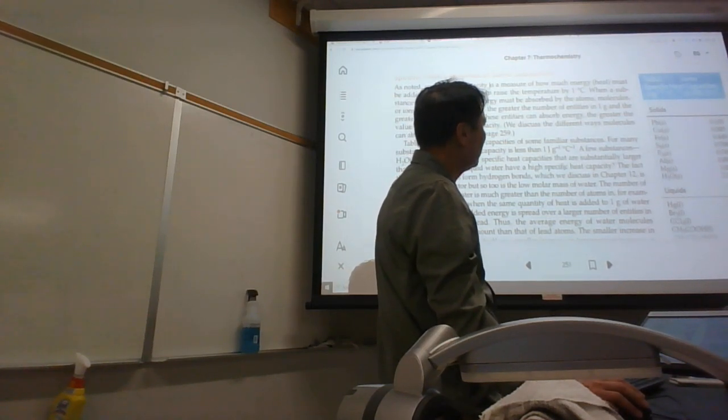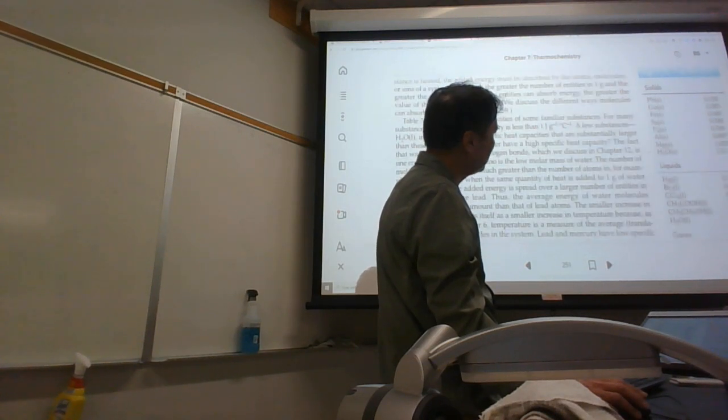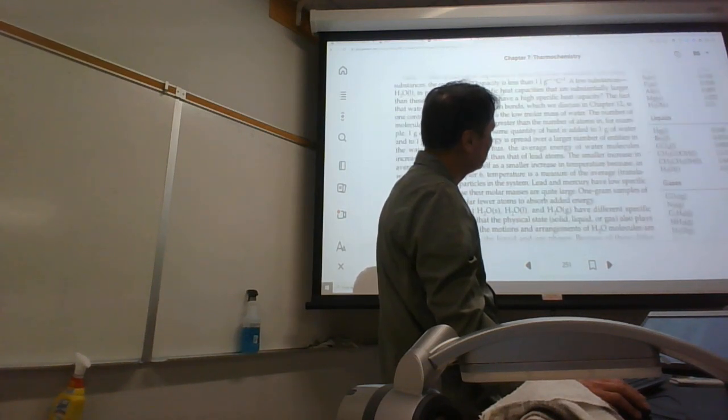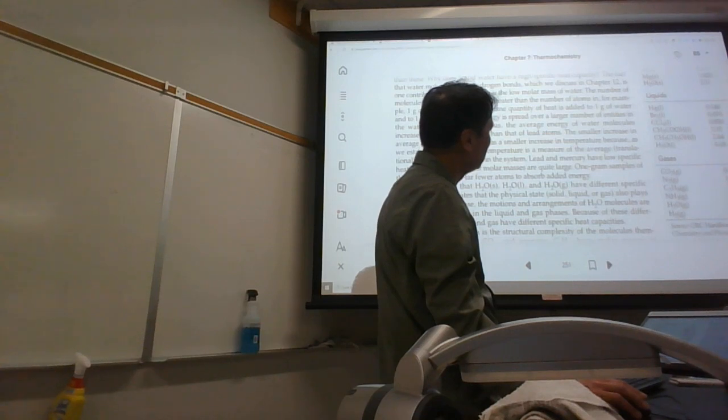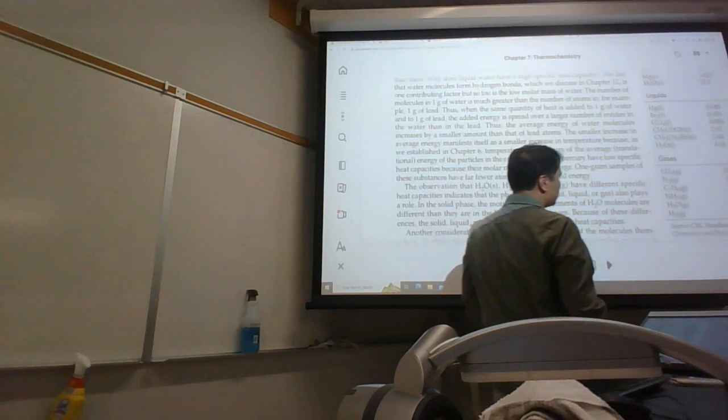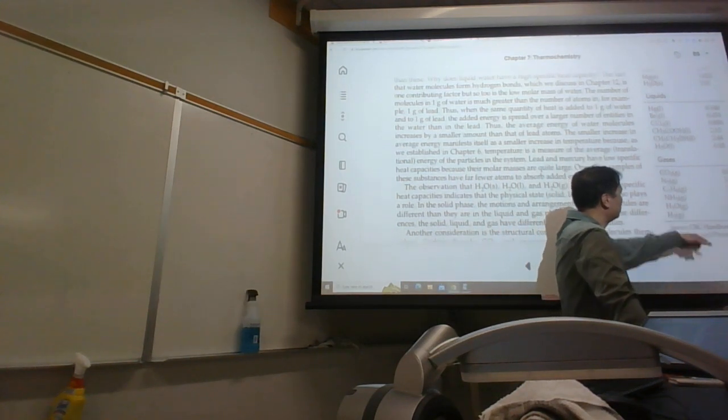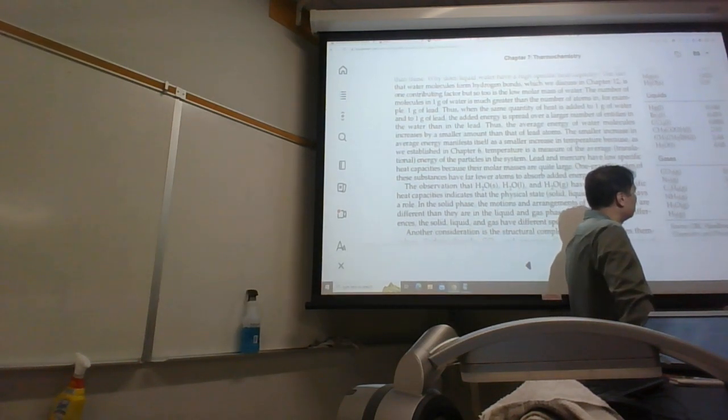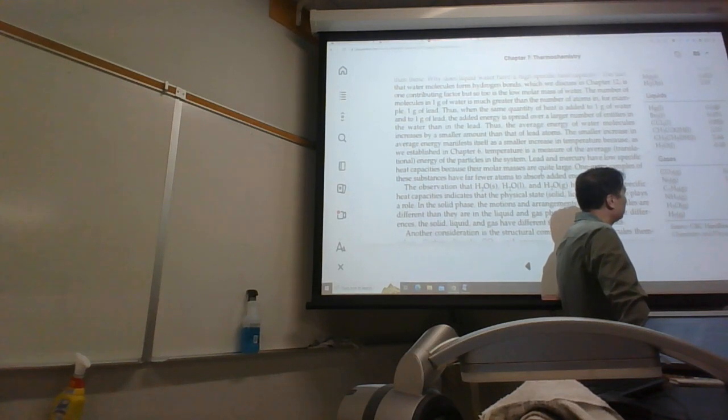And so something like lead and gold takes very little energy to warm it up or cool it down. What has the highest specific heat? Hydrogen gas. Hydrogen gas has a very high specific heat, 14.3. It's pretty high.